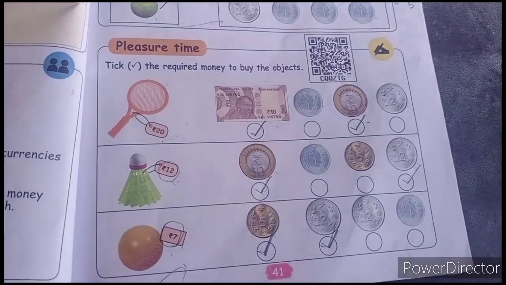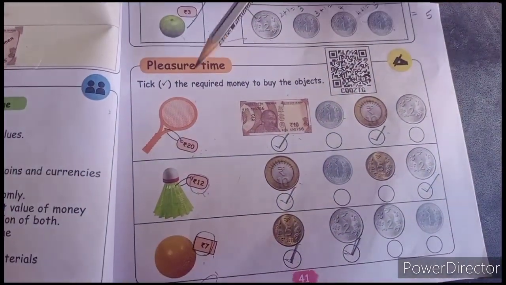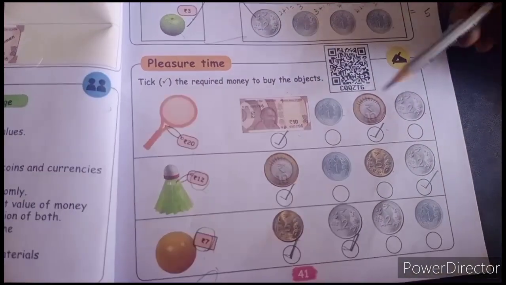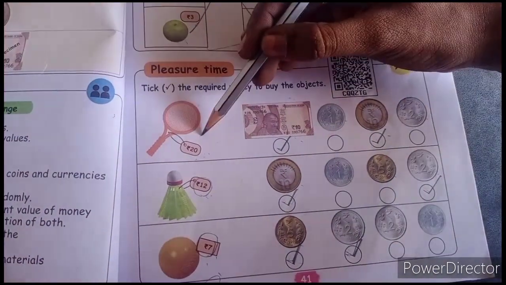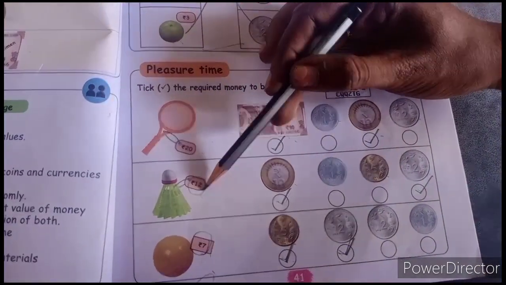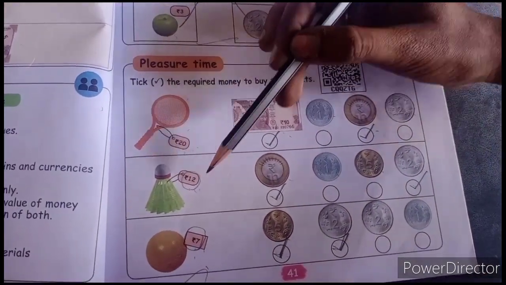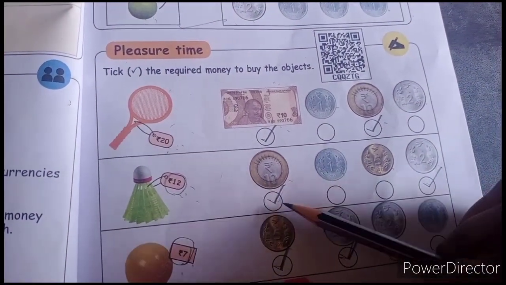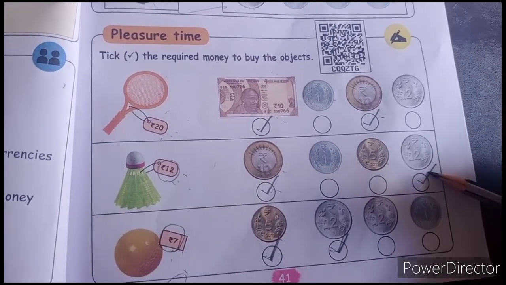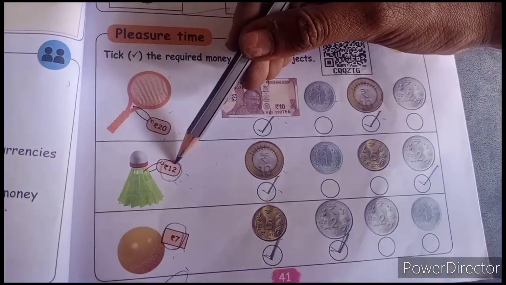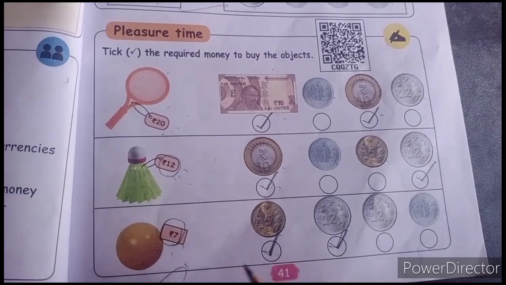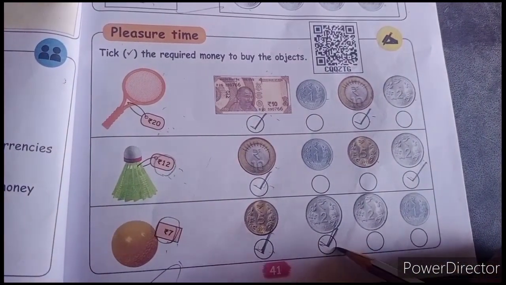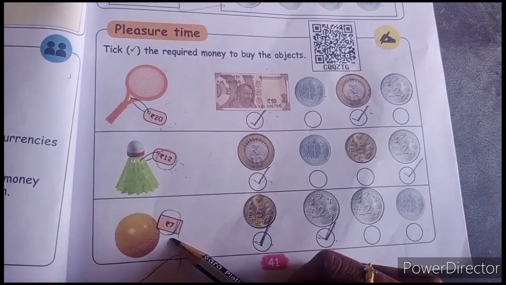Okay children. The bat rate is 20. 10 currency note plus 10 rupee coin, we get 20. Next, badminton cock rate 12. 10 rupee coin plus 2 rupee coin, we get rupee 12. Ball, 7 rupees. 5 rupee coin plus 2 rupee coin, we get 7 rupees.